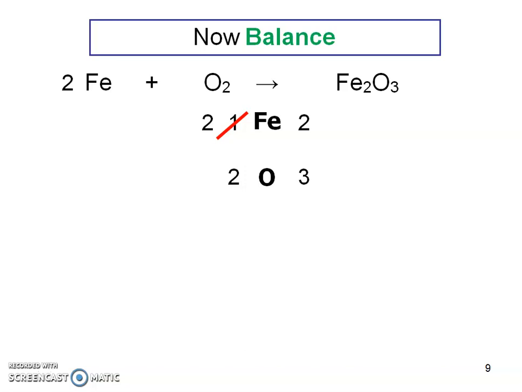And usually the easiest thing to do is multiply them together, right? So 2 times 3 is 6. So we're going to put 6 on each side. And it really doesn't matter which way you do it. I think I did this side first. So 3 times the 2 gives us the 6 oxygens on the reactant side.